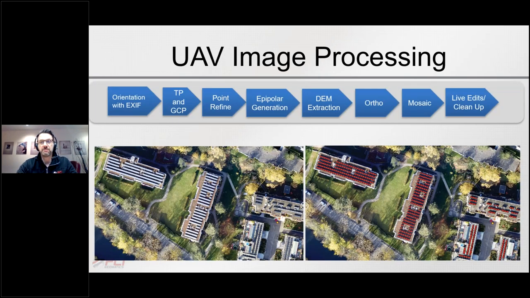And this is what the UAV image processing workflow looks like. We pull the orientation using the EXIF tags. We do the tie point GCP collection using the different methods available to us, including the new one called feature-based matching. From there, we can run point refine to converge the block. And then after that, everything is the same. So epipolar generation, DM extraction, ortho generation, either DTM or DSM, depending on your decision, mosaic, and then the live edits at the end.